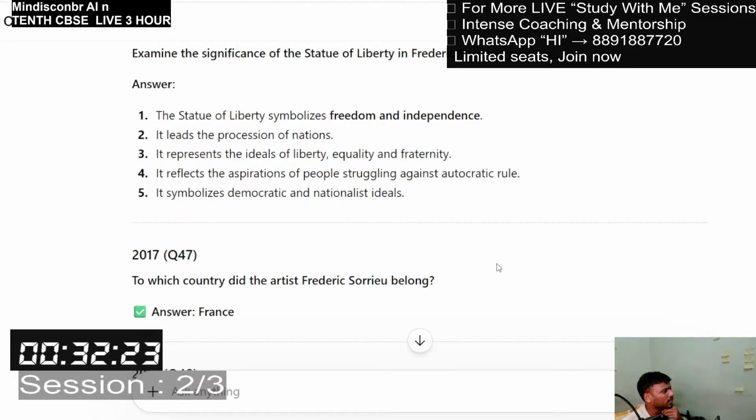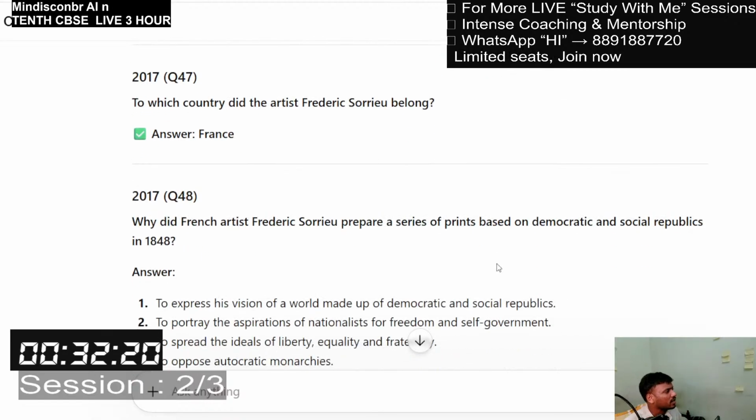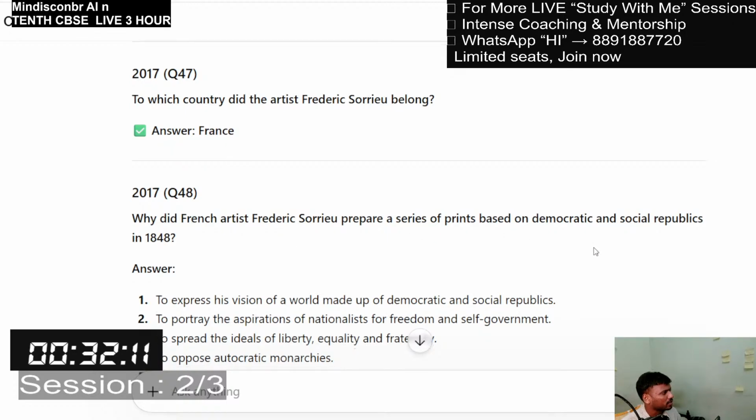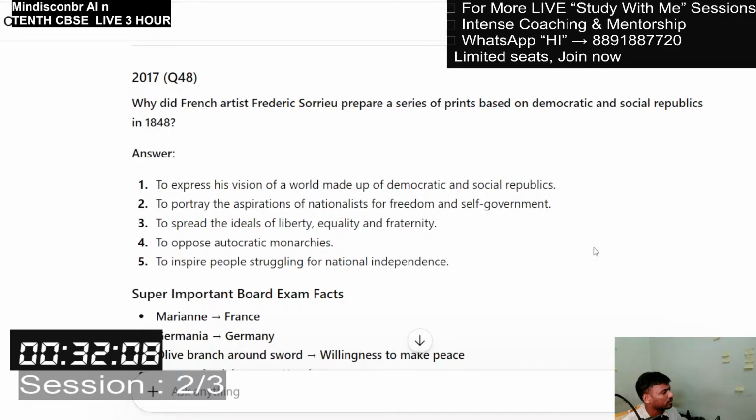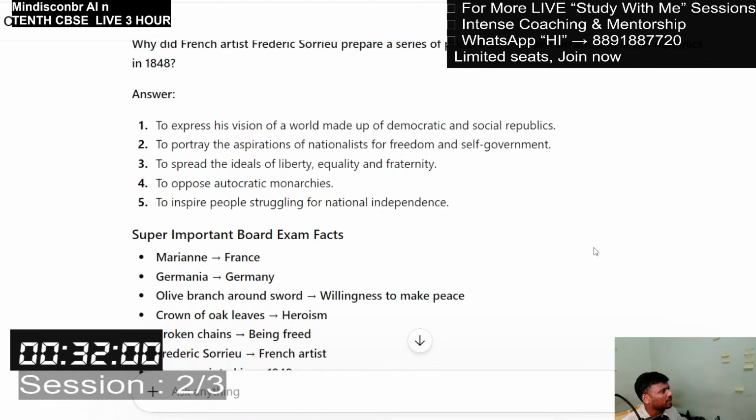To which country did the artist Frederic Sorrieu belong? France. Why did French artist Frederic Sorrieu prepare a series of prints based on the democratic and social republics in 1848? To express his vision of a world made up of democratic and social republics, to portray the aspirations of nationalists for freedom and self-government, to spread the ideals of liberty, equality, and fraternity, to oppose autocratic monarchies, to inspire people struggling for national independence.